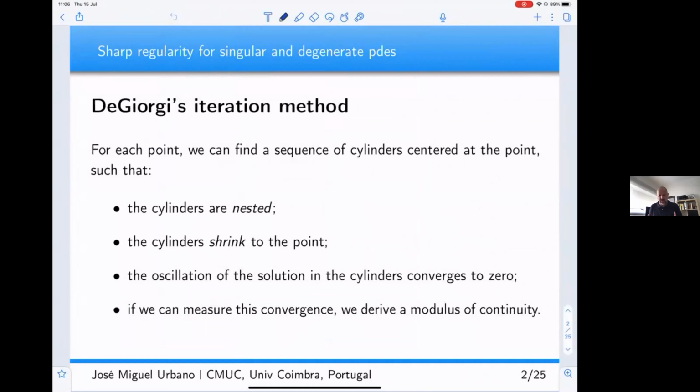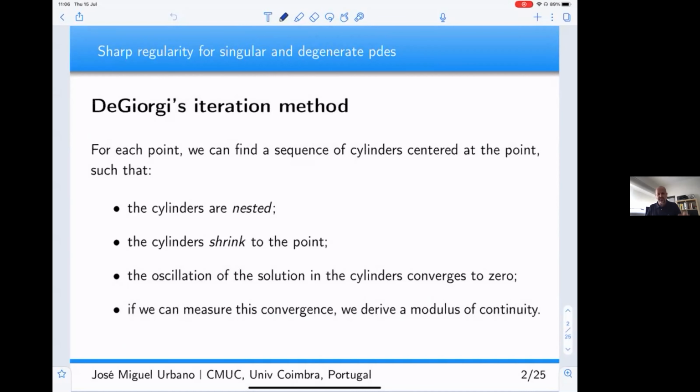And if you can measure how the oscillation converges to zero, then you can derive a modulus of continuity. For example, if it goes to zero like a power, you are able to show that solutions are Hölder continuous. Okay, so this is the idea. So it's an iteration method.